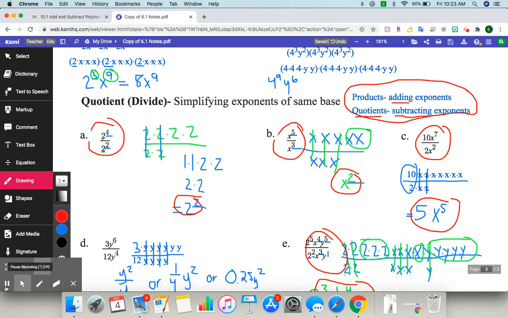At this point, I would like you to work on the practice questions. Notice I did fill quite a few in for you, so use those as a reference, but also use these notes as a reference.